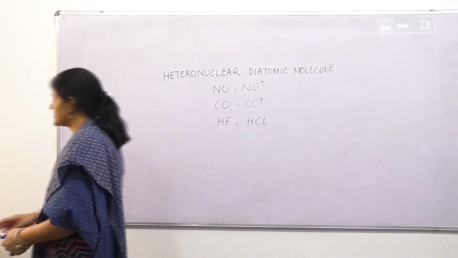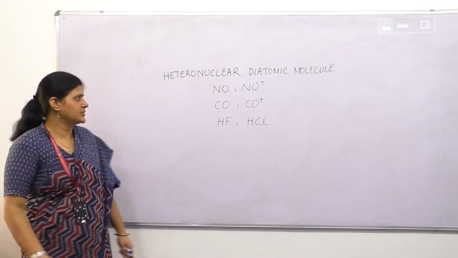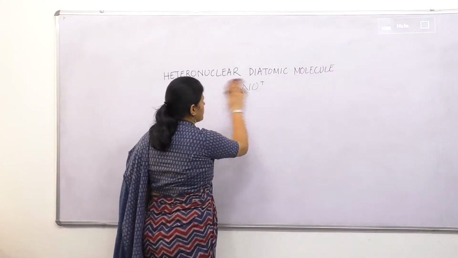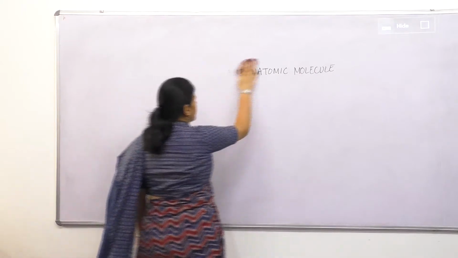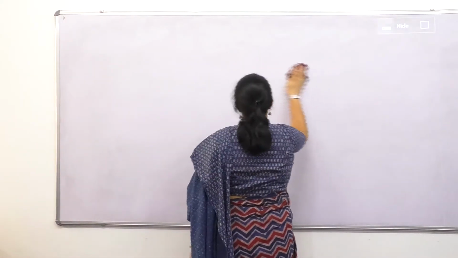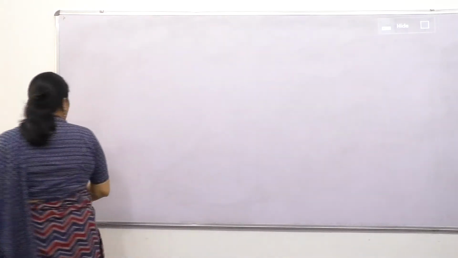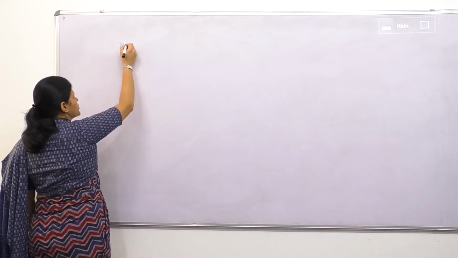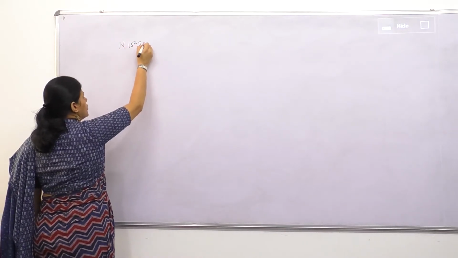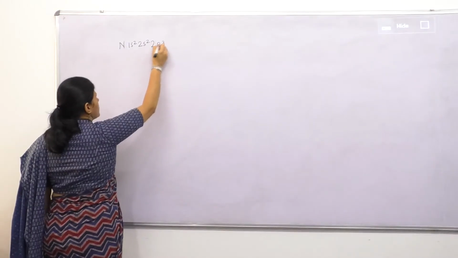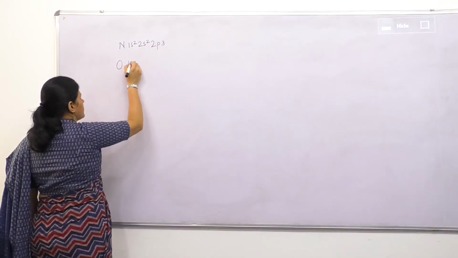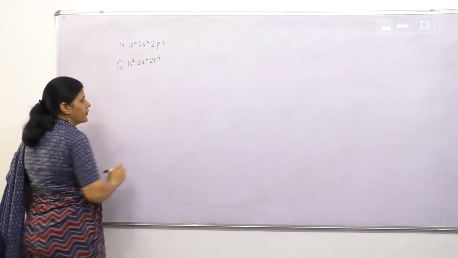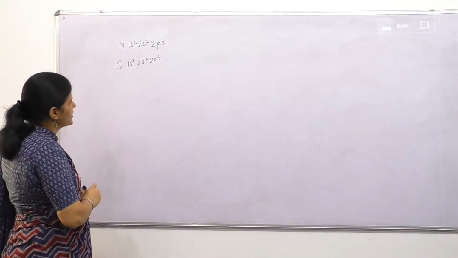The NO molecule has two different types of atoms, nitrogen and oxygen atom. That's why it is heteronuclear. So how will the combination occur? Linear combination of these atomic orbitals will occur to form a molecule. Nitrogen atom configuration is 1s2, 2s2, 2p3. Oxygen atom is 1s2, 2s2, 2p4. This is the configuration of the atoms.